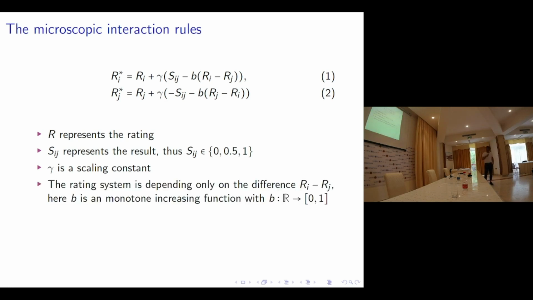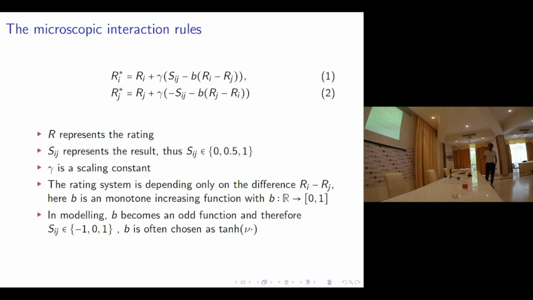And yes, this weighting I was telling you before is usually done with the function b, which only depends on the difference. Like, what is our rating difference? It doesn't matter if we're both bad or both good. It's about what our difference is. And it's usually monotone increasing. Obviously, if I defeat a stronger player, I want more points, stuff like that. And it goes from R to 0 to 1.